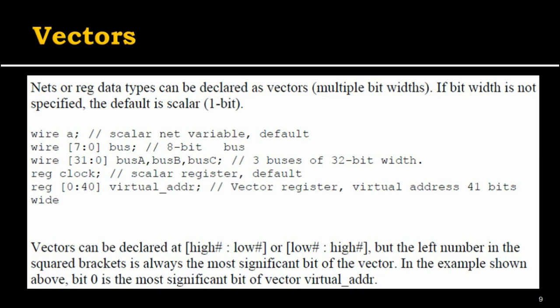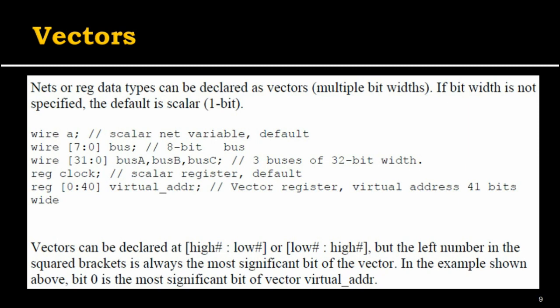The next one is wire [0:31] bus a, bus b, bus c. These are 3 buses of 32-bit width. Then wire clock is a scalar, single bit. Then [0:40] virtual address: the wire virtual address is of 41 bits.